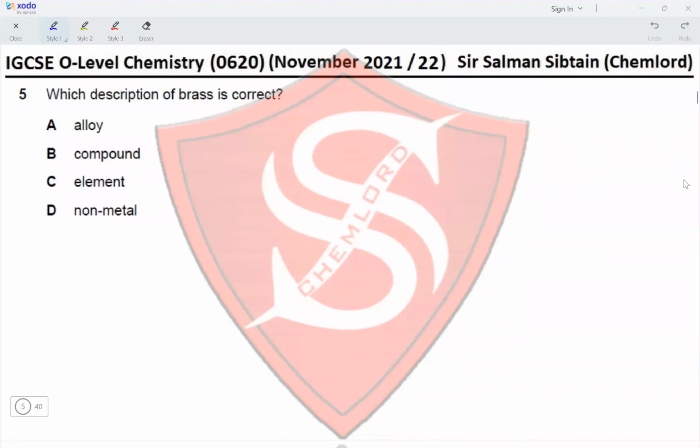Question 5. Which description of brass is correct? It is an alloy. Yes, brass is an alloy of copper and zinc. It is a compound. No, it is a mixture. It is an element. No, it is two elements mixed together. It is a non-metal. None of the elements present in brass is a non-metal. Therefore, option A is the correct option for this question.